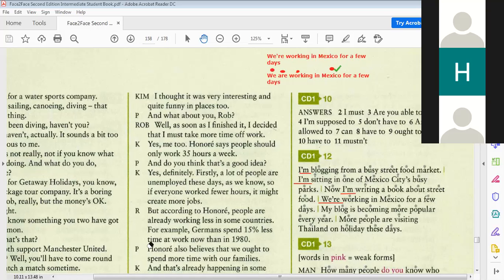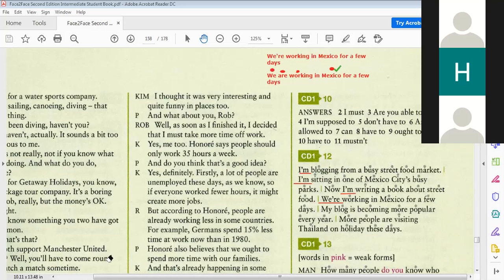But if I say we are working in Mexico for a few days, what do you think this means? We are working in Mexico for a few days. That I'm not working alone, or we are working together in Mexico. Oh, okay. I don't know, 50%, how to say it exactly. You're almost there. What do you think, Hannah, about this one? We are working in Mexico for a few days.